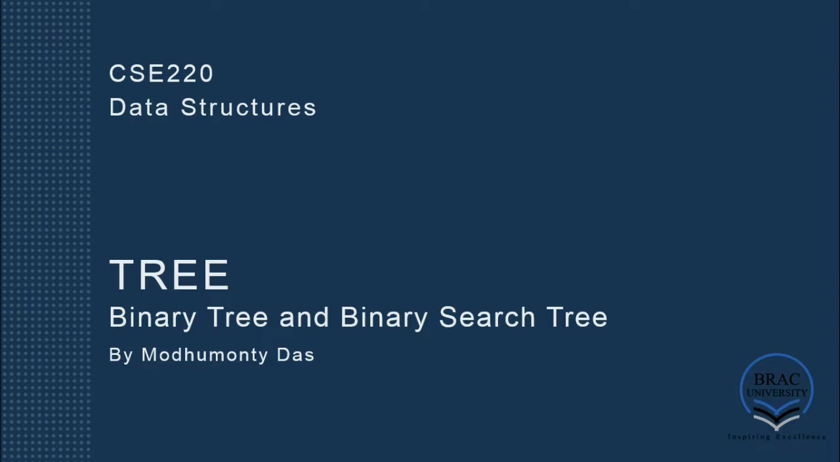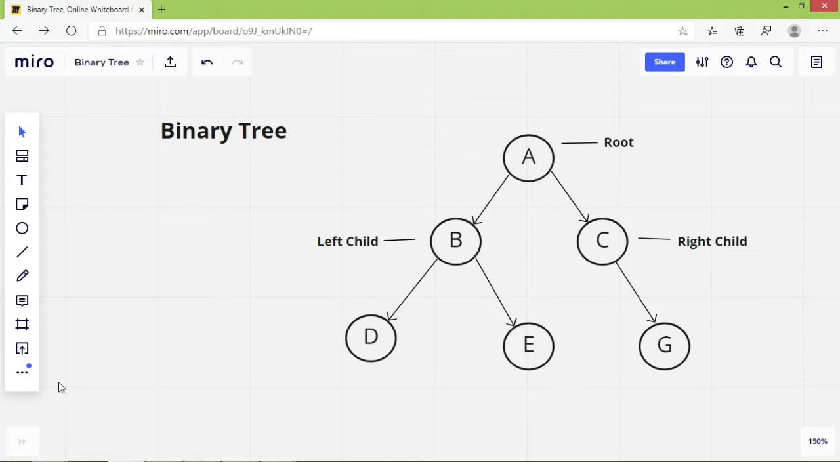As we know, a tree is a structure made up of nodes connected by edges. So what are binary trees? A binary tree is a tree which can have at most two children or subtrees, which means each node in a binary tree can have 0, 1, or 2 children, but not more than 2.